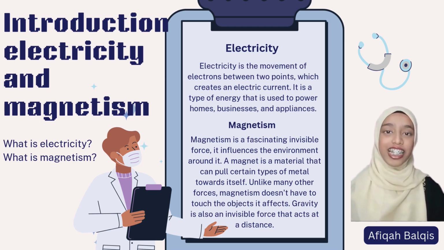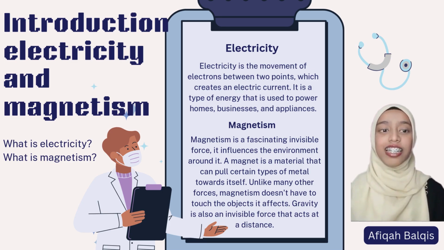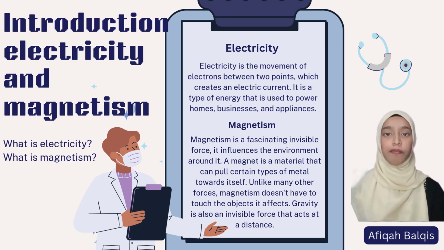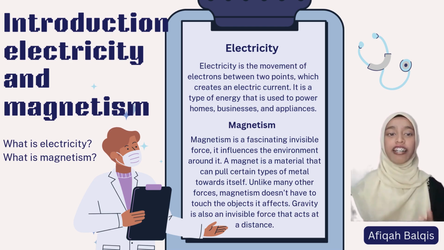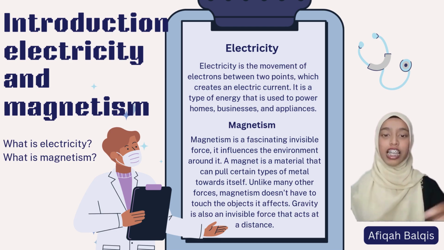Introduction: Electricity and magnetism. What is electricity? Electricity is the movement of electrons between 2 points, which creates an electric current. It is a type of energy that is used to power homes, businesses, and appliances.